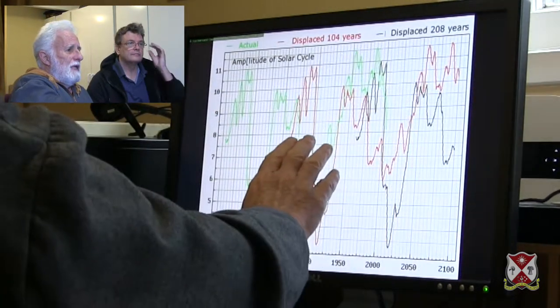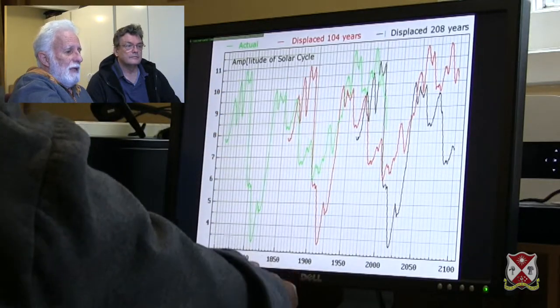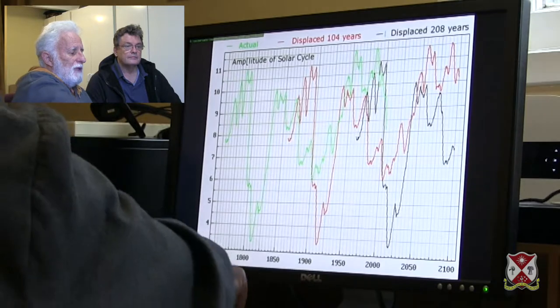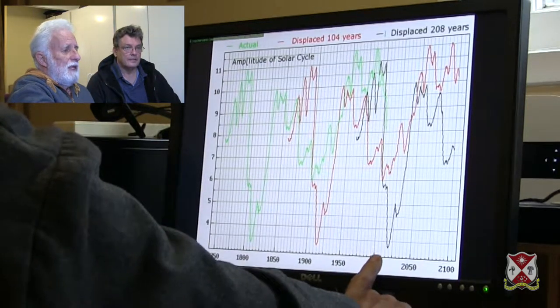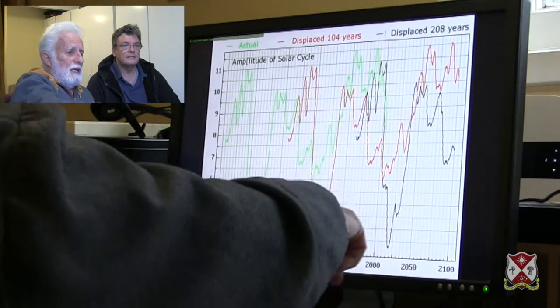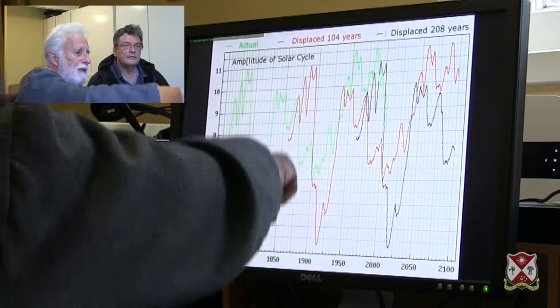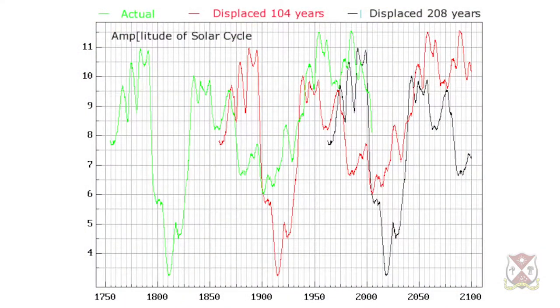This is the amplitude of the solar cycle. Someone did a typo here. And the green one is the amplitude of the solar cycle over this period, up to 2000 for 250 years. And then it's been displaced 104 years and 208 years. And we can see that they're agreeing, there's a dip here, they're agreeing there's a dip here, that there was a peak here and so on. So it gives us some idea of what we might be expecting to happen with the solar cycle over the next 100 years.